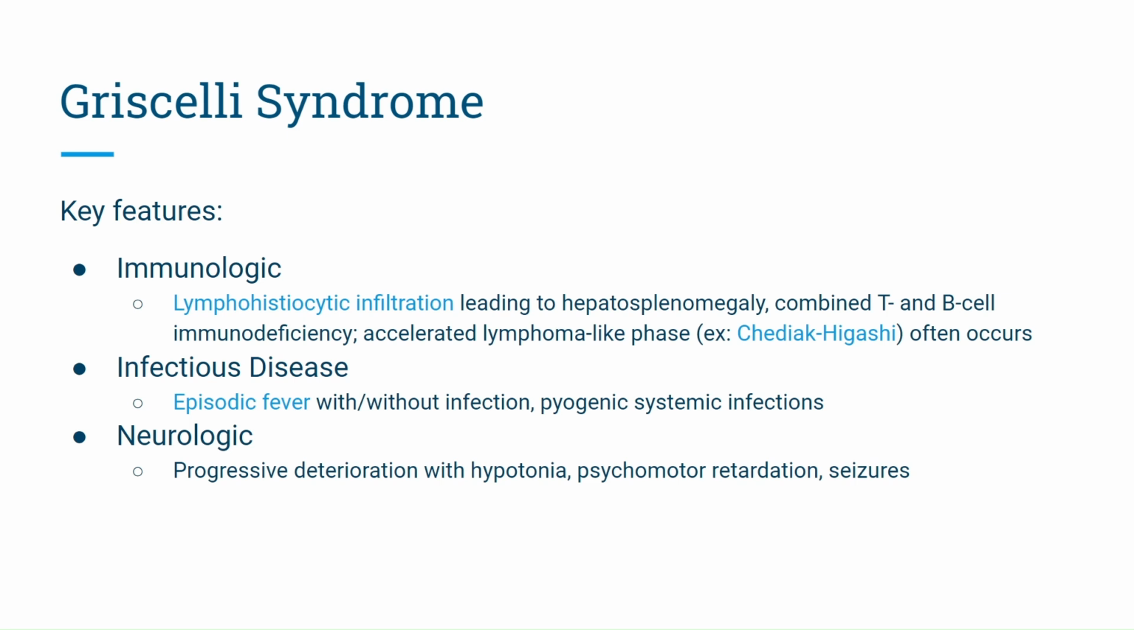Griscelli syndrome has some key features here, such as immunologic, where you have lymphohistiocytic infiltration, that's hepatosplenomegaly, as well as combined T and B cell immunodeficiencies.